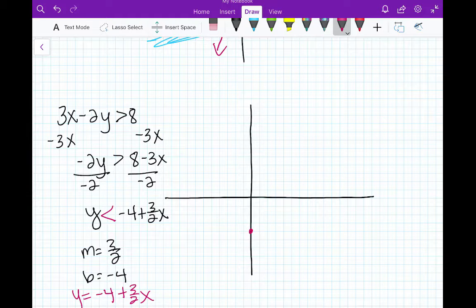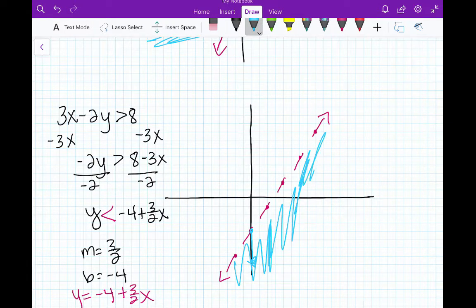So I'm going to plot my y-intercept, and I'm going to go up 3 over 2, up 3 over 2. I could also go down 3 and to the left 2. Again, it needs to be a dotted line or a dashed line, so I'm going to do my best to make some dashes here. So there is our boundary line. That is called the boundary line. Now we have the boundary line graphed, and we need to figure out which side to shade. It says y is less than. So remember my trick: I'm going to go to my y-intercept, and I'm going to go straight down because it says less than. This is the side that I'm going to shade.